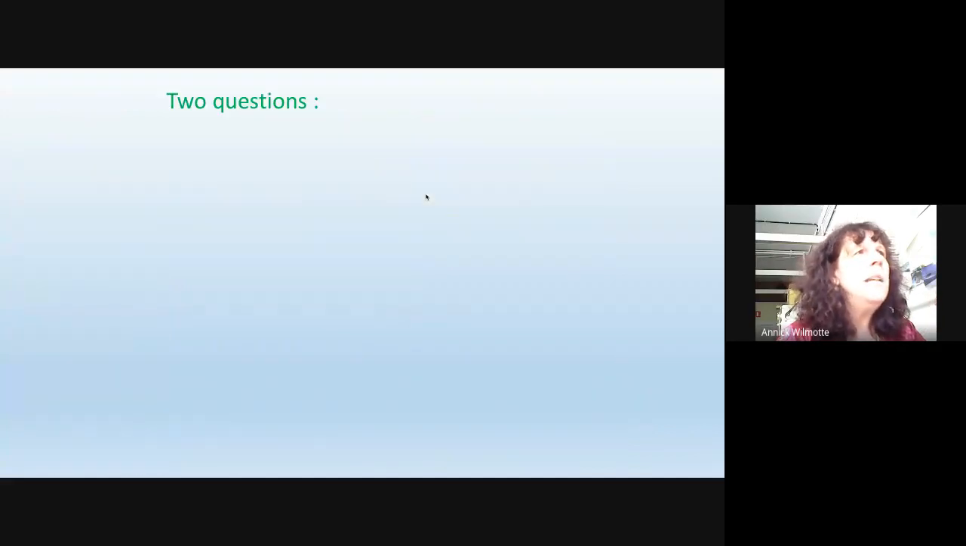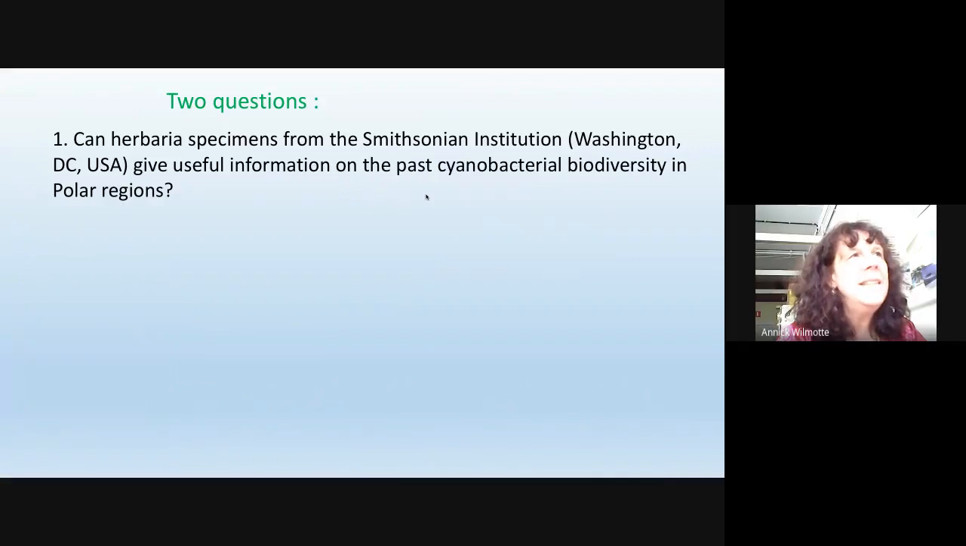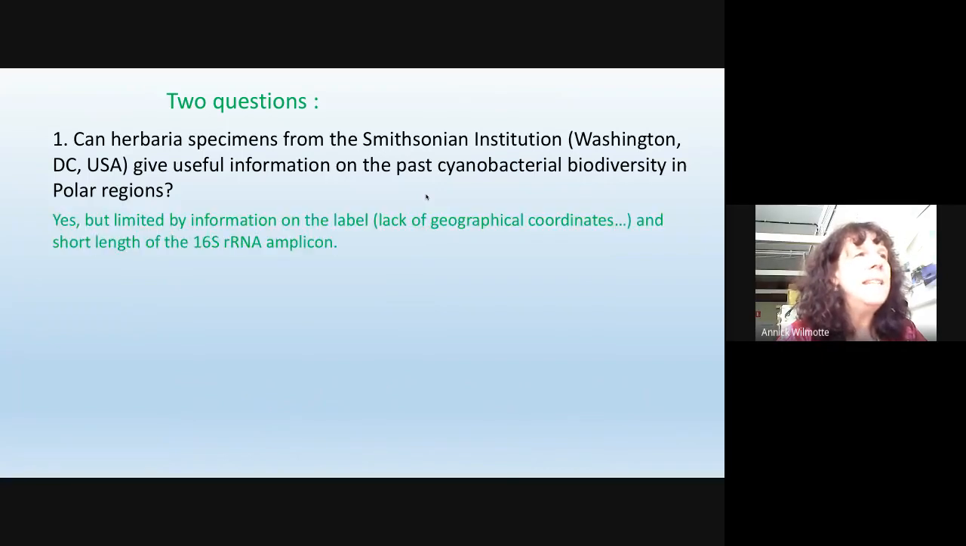Yes. So next, the last slide, we can answer the two questions, starting with the first one. Next click: yes, we can get useful information, but it's also limited by the information on the label. For example, we saw a lack of geographical coordinates for many samples. And of course, the 16S ribosomal amplicon has some conservation and lengths that could pose challenges to make real good inferences.